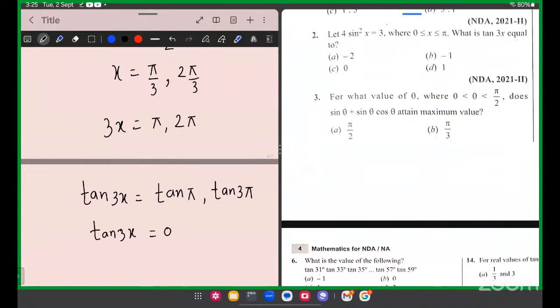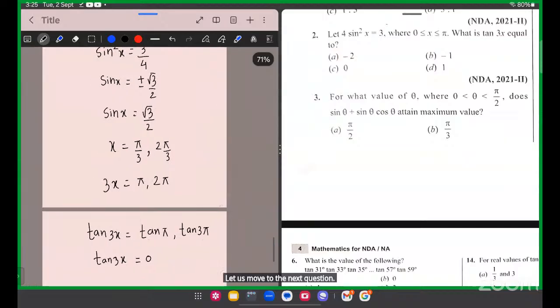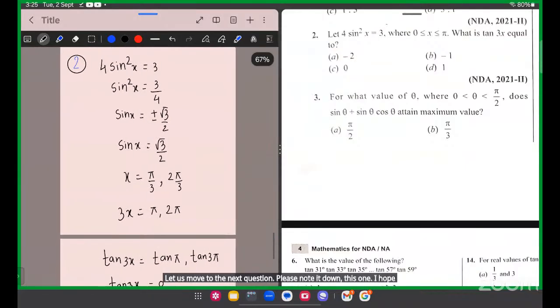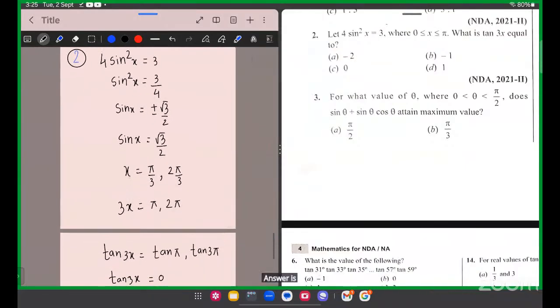Let us move to the next question. Please note it down, this one. I hope it is clear. Answer is 0. Is there any doubt? Are you able to hear me, everyone?